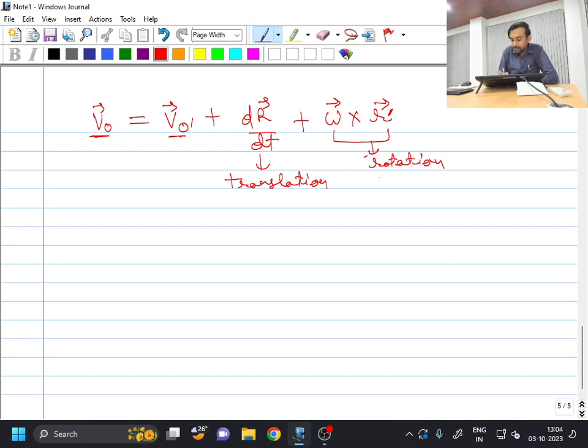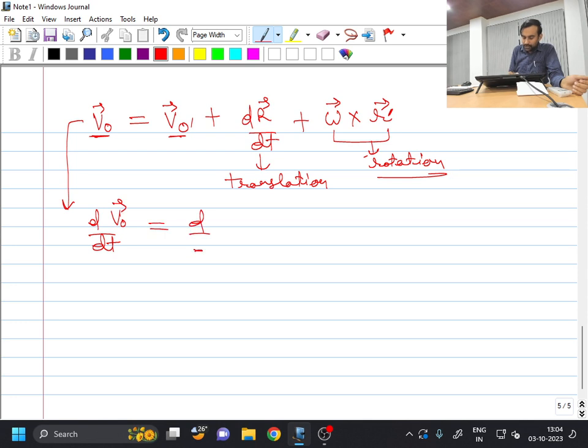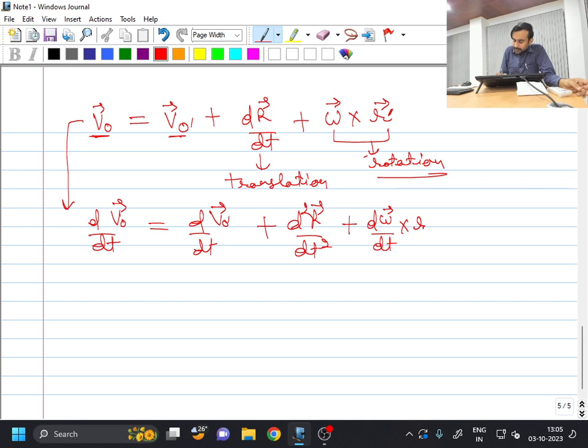Now if I have to find the acceleration, in order to determine it I must take the time derivative of this equation. So I will get d by dt of v vector equal to d by dt of v dash vector plus d square r vector by dt square, and then I will have this omega cross r dash vector, and if I take d by dt of this, it will give me many terms. The first term will be d omega vector by dt cross r vector, the second term will be plus 2 omega vector cross v vector, and the third term will be omega vector cross omega vector cross r vector.